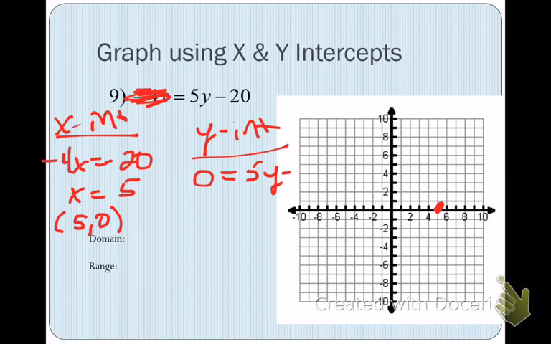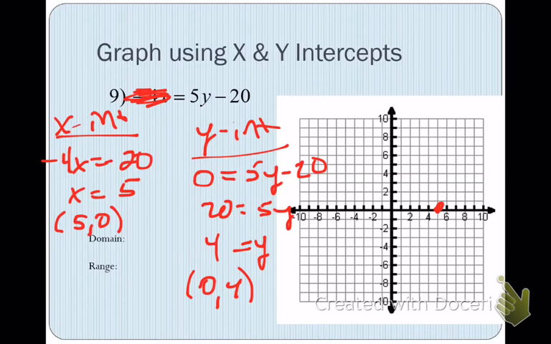And we get 5y minus 20. So now we add 20 to both sides, divide by 5, and so y is 4, and so our y-intercept is going to be at 0, 4. Okay, which is right here. We graph the line. A little bit better than that probably, but it's a rough sketch, so close enough. Okay? So there you go.